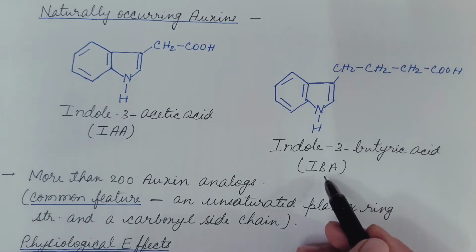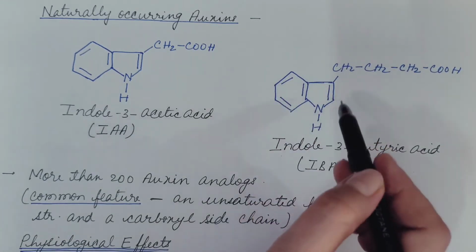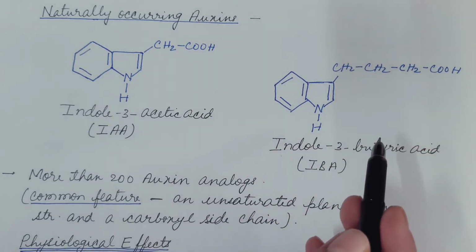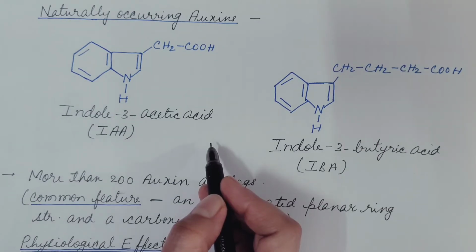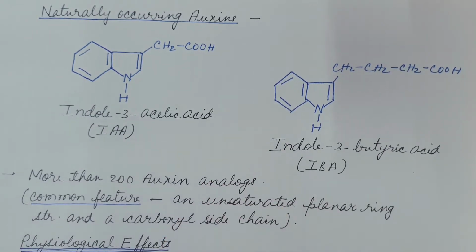Indole-3-butyric acid, that is IBA. This is its chemical structure. Phenyl acetic acid is also a naturally occurring auxin. There are more than 200 auxin analogues also present, and these have a common feature: they have an unsaturated planar ring structure, this is the planar ring structure, and a carboxyl side chain. This is the carboxyl side chain.